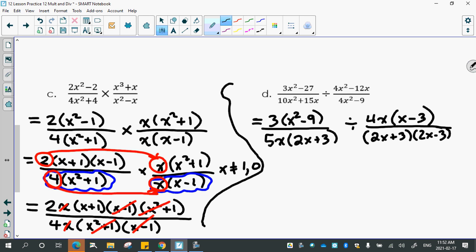And then most people went down another level because they saw that x squared minus 9 could still be factored. So I'm going to go down further here because of that. But x squared minus 9 factors to x plus 3 times x minus 3. And everything else was already fully factored.